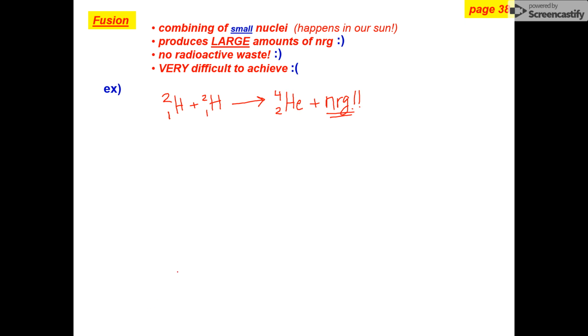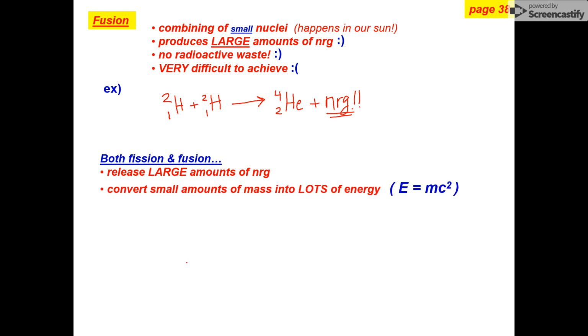Now, both fission and fusion have some things in common. They both release large amounts of energy, like any nuclear reaction. They both convert small amounts of mass into lots and lots of energy. That famous equation E equals mc squared means the amount of energy that you produce in a nuclear reaction equals the mass times the speed of light squared. That number there is a really big number. That means if you start with a small amount of mass, you end up with a very, very large amount of energy because the mass gets multiplied by the speed of light squared.